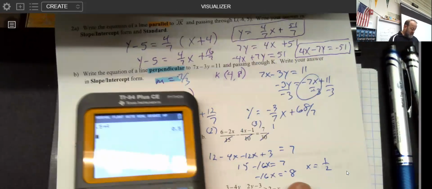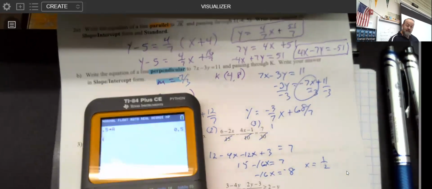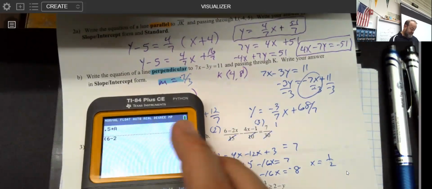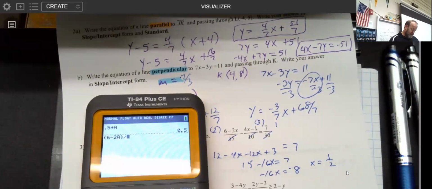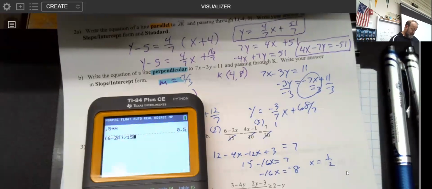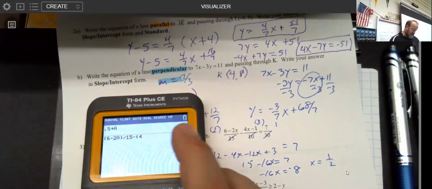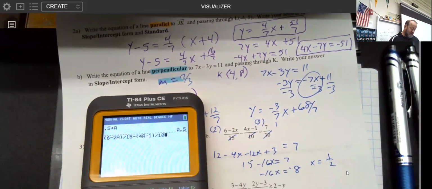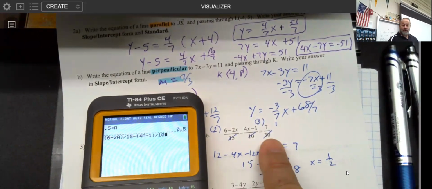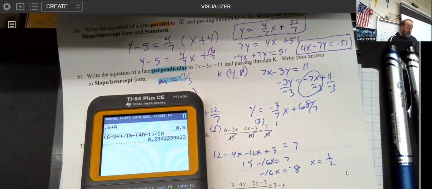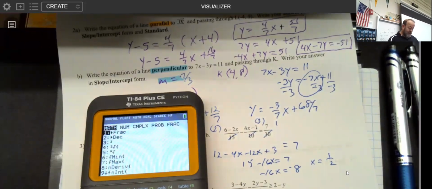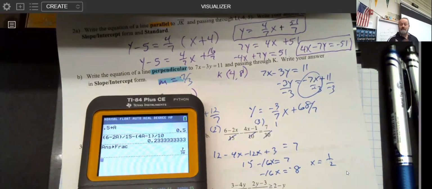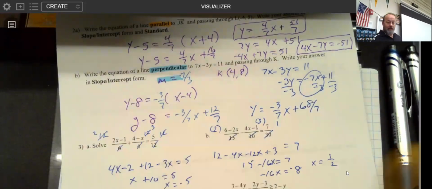So I like to go back to the original problem and do 6 minus 2a over 15 minus parentheses 4a minus 1 over 10. And my question is, hopefully I'm going to get 7 over 30. I got this rather unpleasant looking decimal, but if I hit math enter, I got 7/30. That confirms I've done that problem correctly.